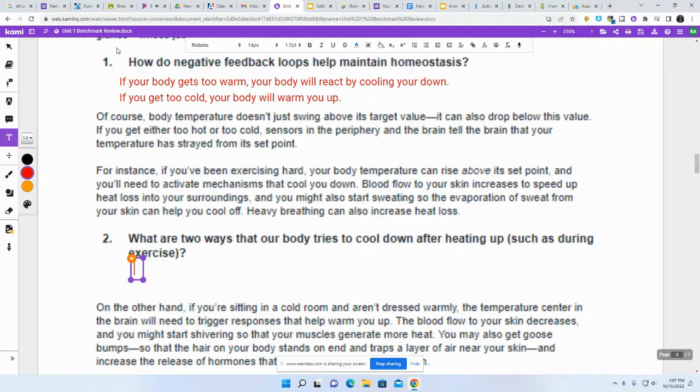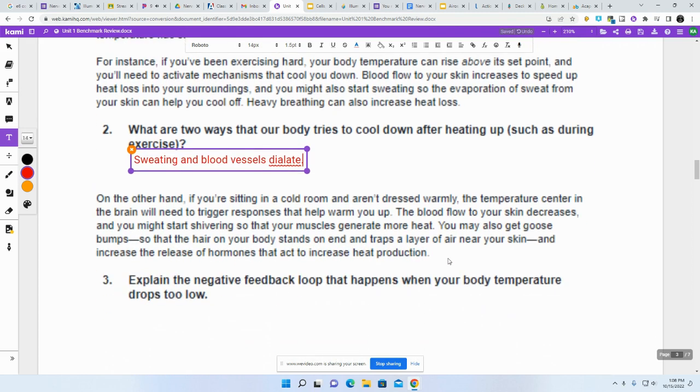All right, now what are two ways that our body tries to cool down after heating up? I know you know one of them. That's sweating. And remember the other one, blood vessels dilate. Remember when blood vessels dilate? That brings, dilate, that's spelled right, isn't it? Dilate, the blood comes closer to the surface of the skin and allows heat to escape.